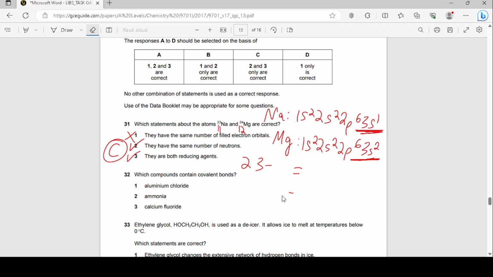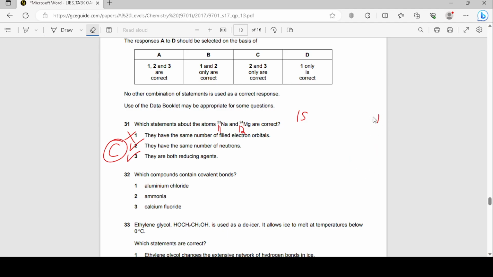They're both reducing agents. Yes, they are, because metals are good reducing agents. If you think about it, what usually happens to metals? Na in its metal lattice will be Na+, and magnesium in its metallic lattice will be Mg2+. So metals usually lose electrons, that's the standard thing that metals do.